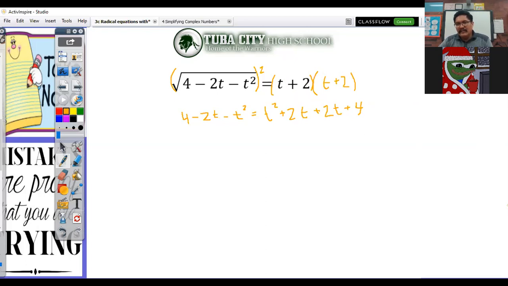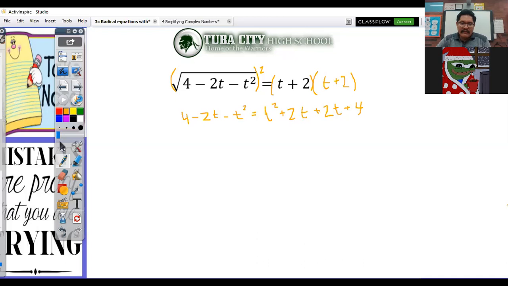Now, it looks like we have a lot to do, but it's not going to be that much extra work. But I am going to need to move all of these to one side because I have 2 t squares.